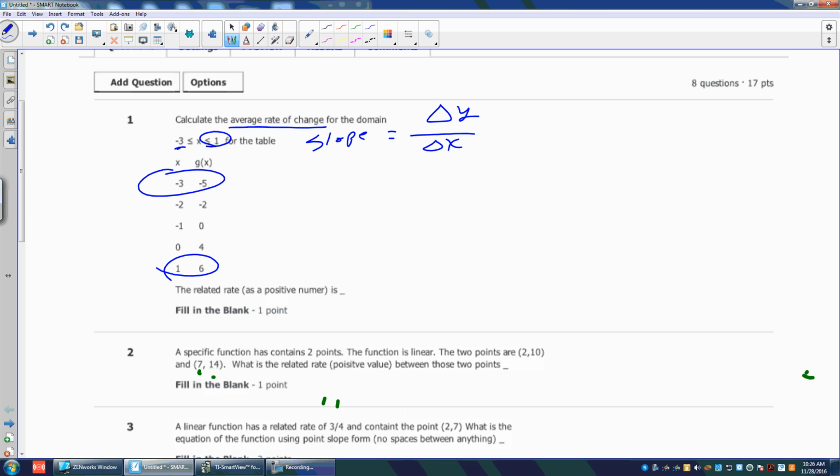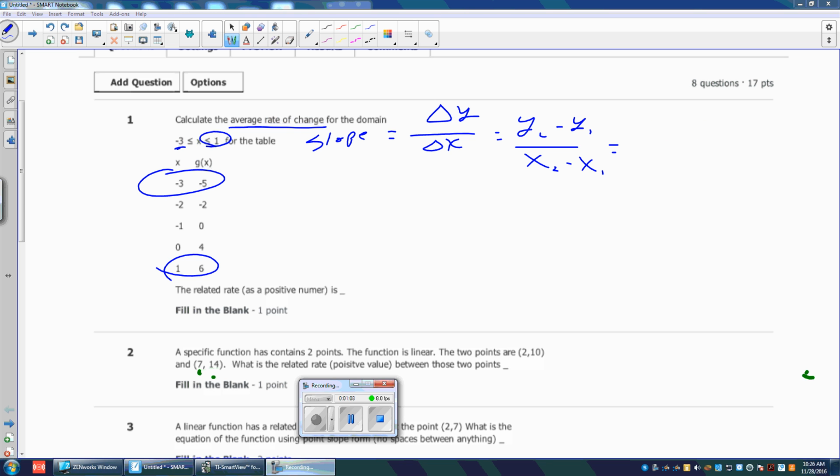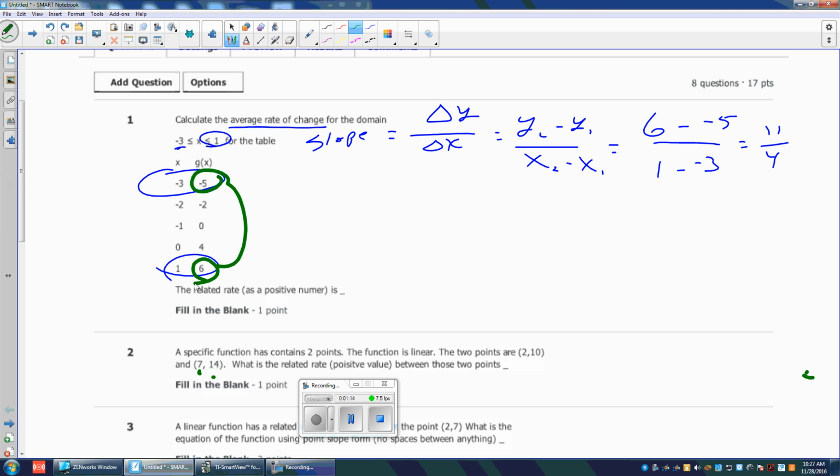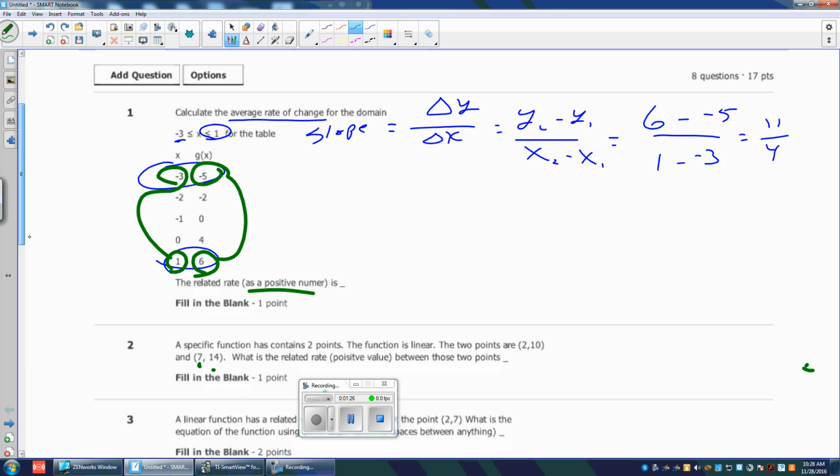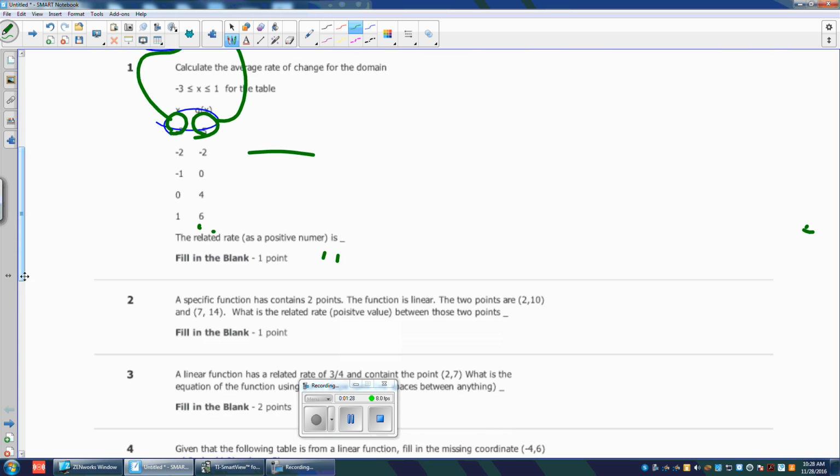So we're using those 2 points. y2 minus y1 over x2 minus x1. So if you take the second point, the y value, and do 6 minus -5, and then you do the x value, 1 minus -3, you get the positive value, 11 over 4. And it says you have to have the positive number. If you didn't, you would get -11 over -4, and a negative divided by a negative is still positive. You would have had the right answer.